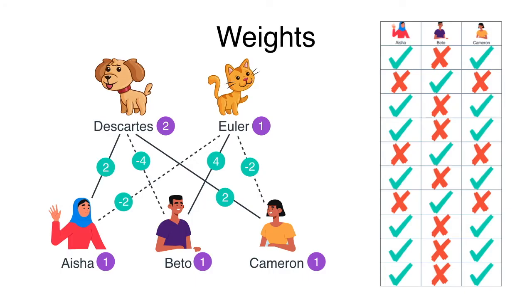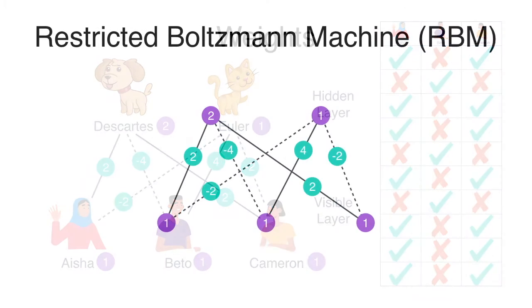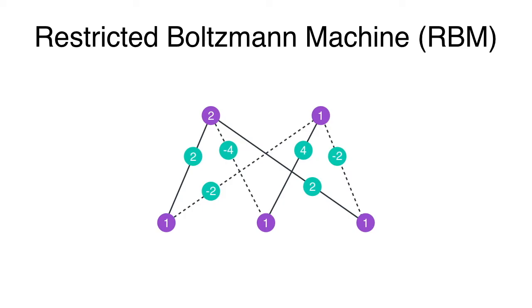And to add some technical terms, since we see that the people are showing up or not in our data set, we call those a visible layer. And since we don't see the pets, we call this a hidden layer. So the pets, we kind of have to imagine them to be able to explain why our data behaves the way it behaves. This is an example of a restricted Boltzmann machine, or RBM for short. In the RBM, we have nodes on the top and on the bottom, and scores for each node. The bottom ones are called the visible layer, and the top ones are called the hidden layer.